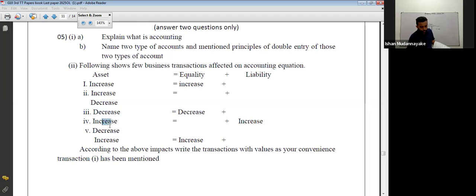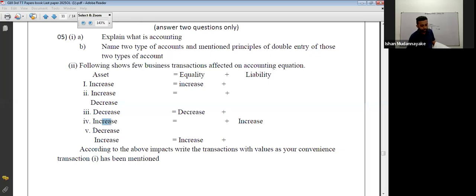Problem number 4. Asset increase, liability increase. What is that? Purchase 20,000 stocks on credit basis. Another one: received 100,000 bank loan. Asset increase, liability increase.